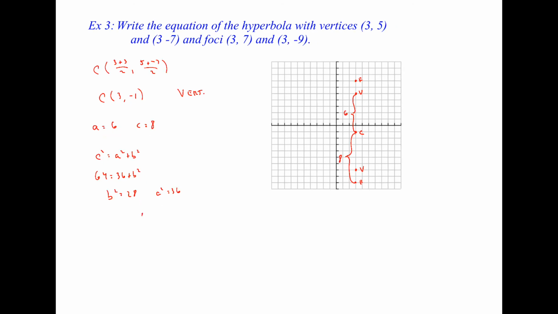It is vertical, so what's going to go first? The y. Y minus negative 1, so that's y plus 1 squared. I'll get the denominator in just a second. X minus 3 squared. And then that's equal to 1. Now, the A squared goes with the positive, so that will be 36 here. And then the B squared will be with the X coordinate, which is 28. So we should get y plus 1 quantity squared divided by 36 minus x minus 3 quantity squared divided by 28 is equal to 1.